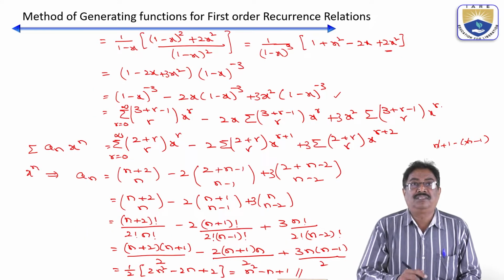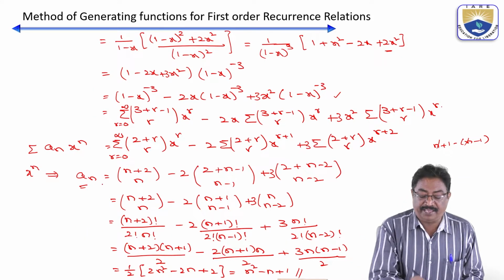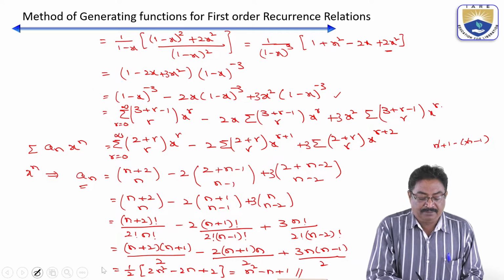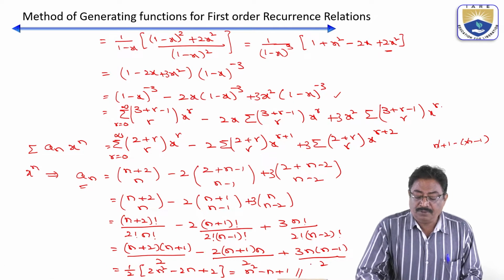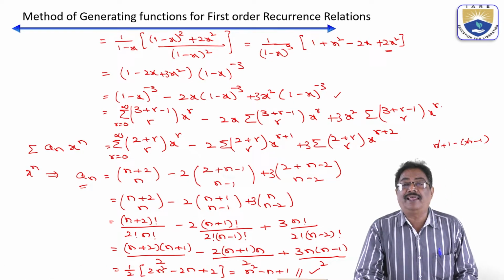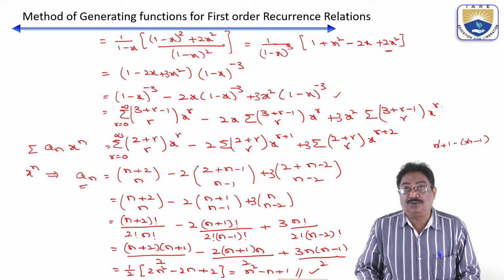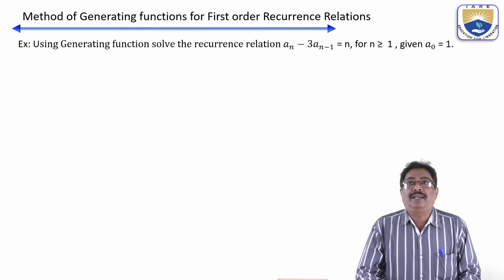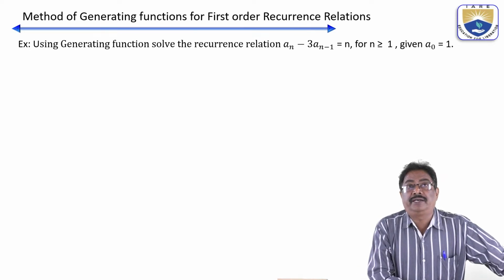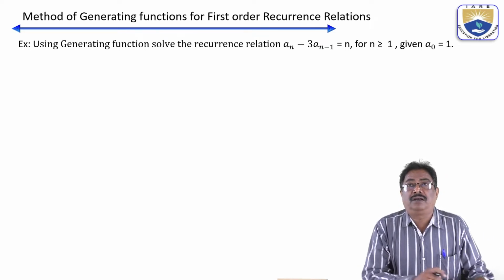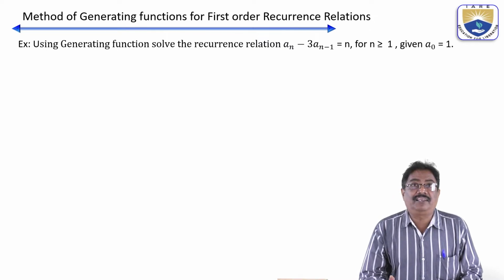So for that, the solution I am going to find a n, and we are going to get finally a n as this. So this is the solution for that. And let us go for another example, and this is the second first order recurrence relation.